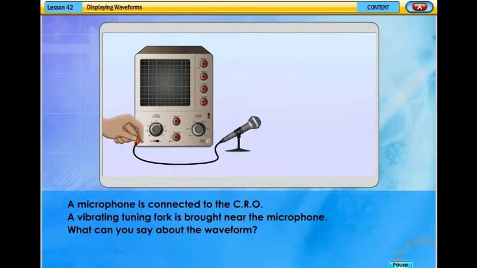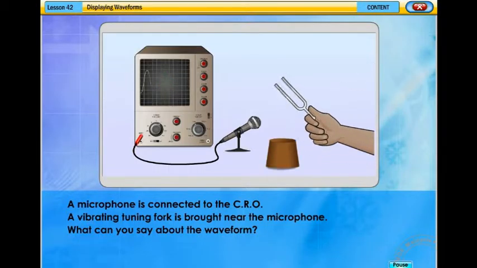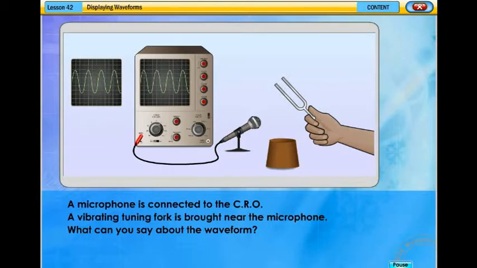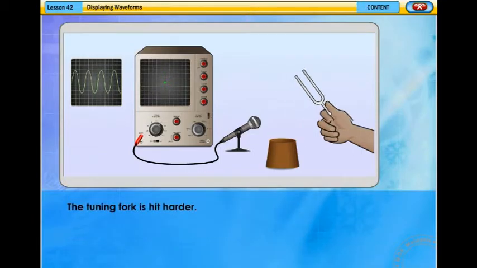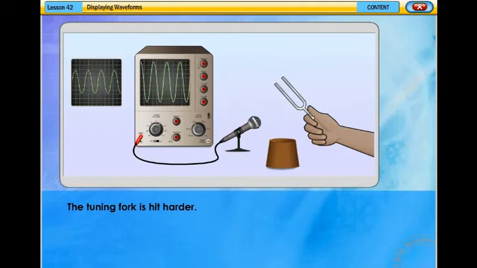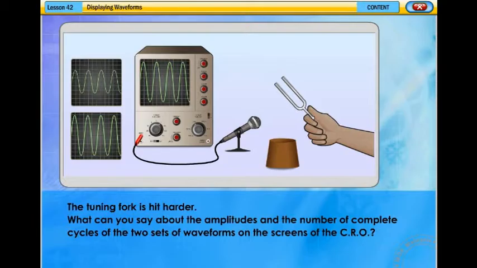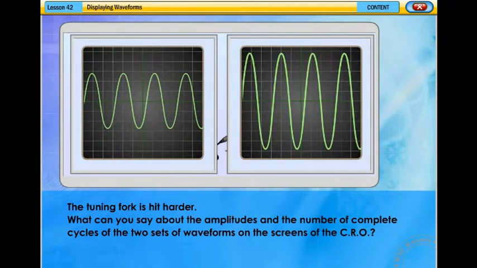A microphone is connected to the CRO. A vibrating tuning fork is brought near the microphone. What can you say about the waveform? The tuning fork is hit harder. What can you say about the amplitudes and the number of complete cycles of the two sets of waveforms on the screens of the CRO?